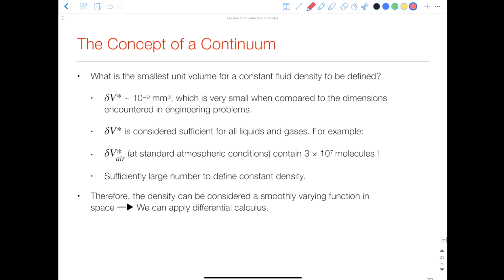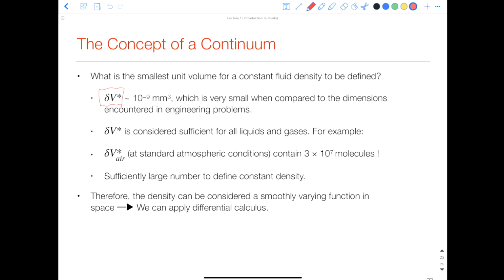So how big is this unit volume? Well, if we think of the smallest unit volume, we could define our unit volume as delta V. If we make this 10 to the minus 9 millimeters cubed, it's incredibly small. That volume of air, for example, still has 3 times 10 to the 7 molecules. So that's still a significantly large number of molecules to define a constant density anywhere inside the unit volume.